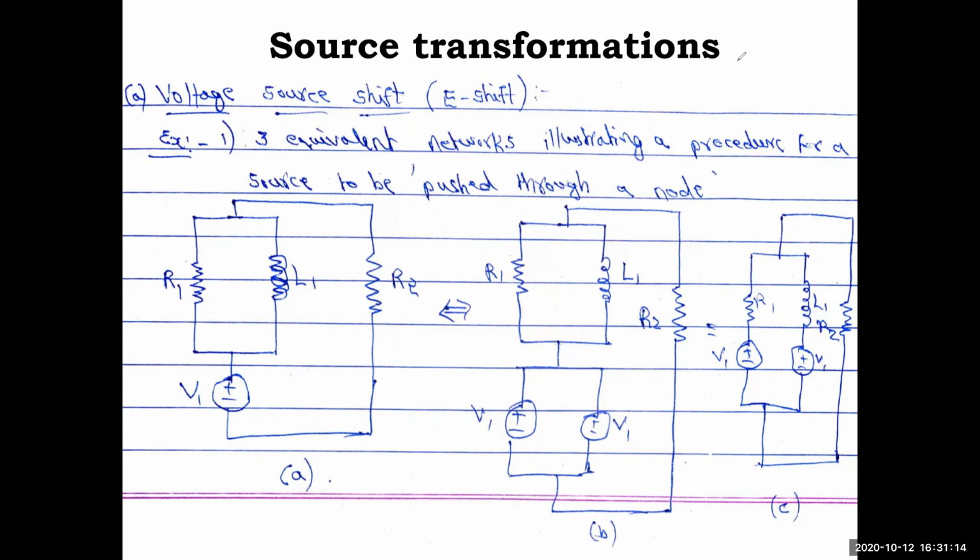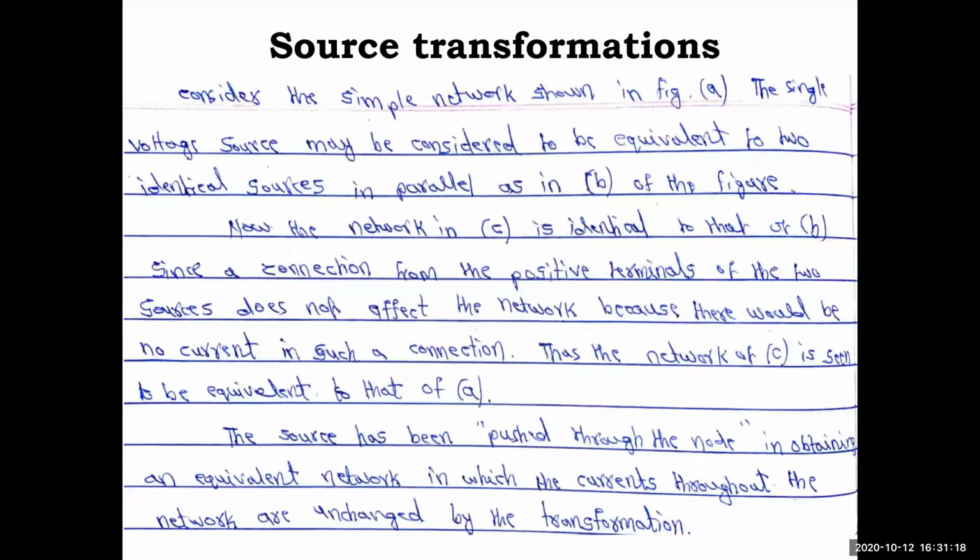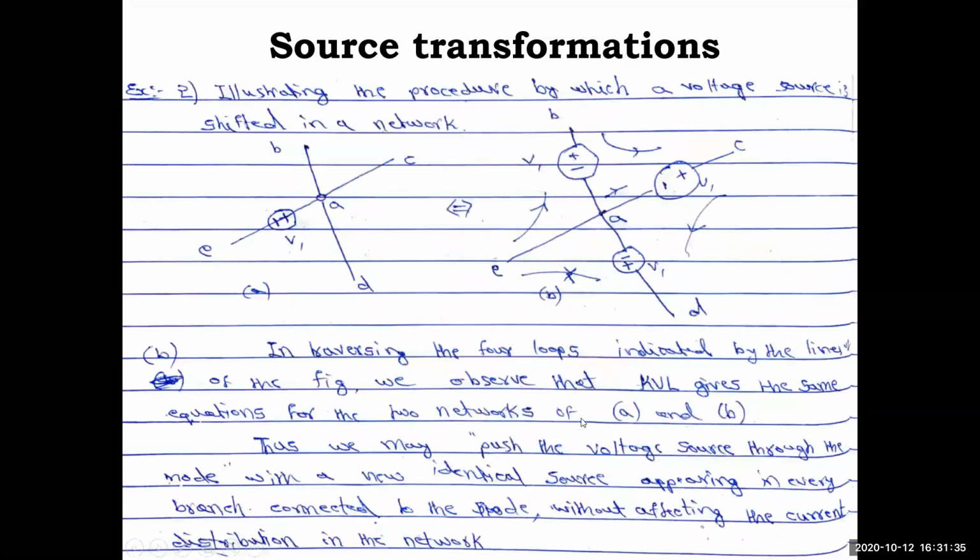Another example I will show you. Just write this down in your notes. Whatever I explained there is written over here: the first network, the second network what we did, and the third network. This method is called pushing through the node. Pause this video here and note this down. I will show you the second example.